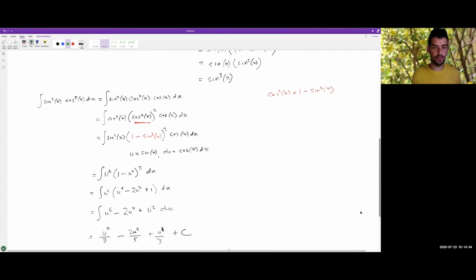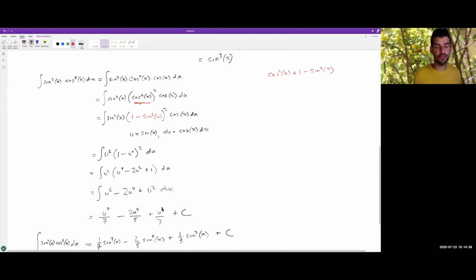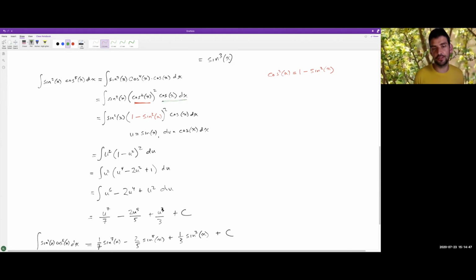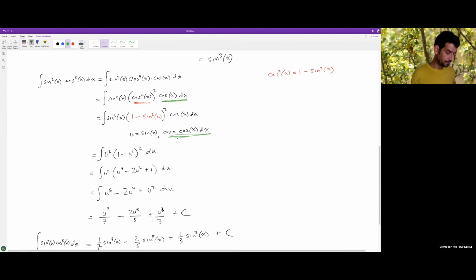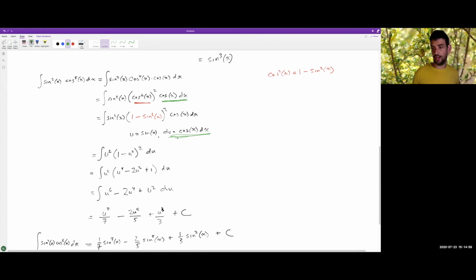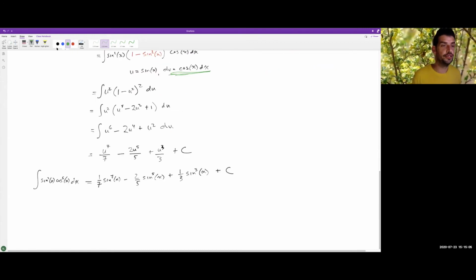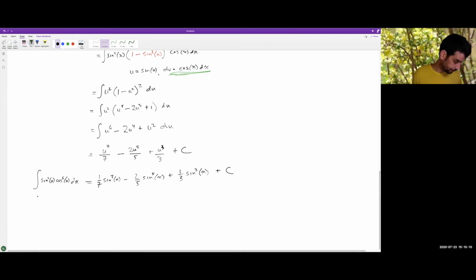A very similar thing happened here. We found cosine squared so that we could use the 1 minus sine squared, but at the same time, we peeled off one factor of cosine, leaving a cosine x dx, which gave us exactly what we needed for our substitution. Okay, so this gives us our first set of rules for doing these trig integrals. So here's the rule.